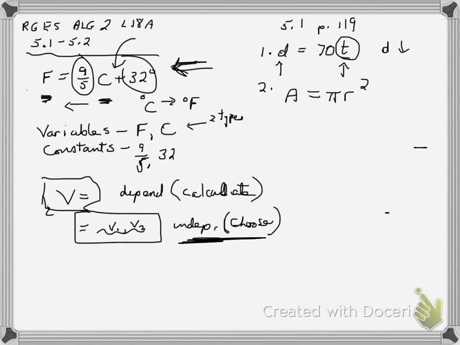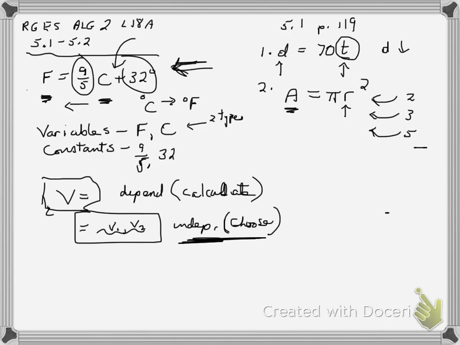So you would plug in 2, and you would get 2 squared or 4 pi. You would plug in 3, you get 3 squared or 9 pi, and you would plug in 5, and you would get 5 squared or 25 pi. A says, the area depends on what? Well, the area depends on the radius. This depends on this.